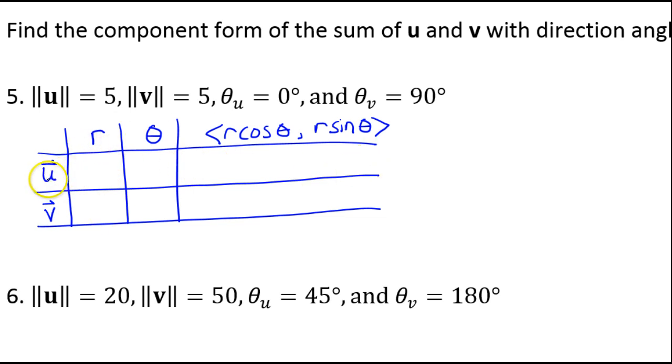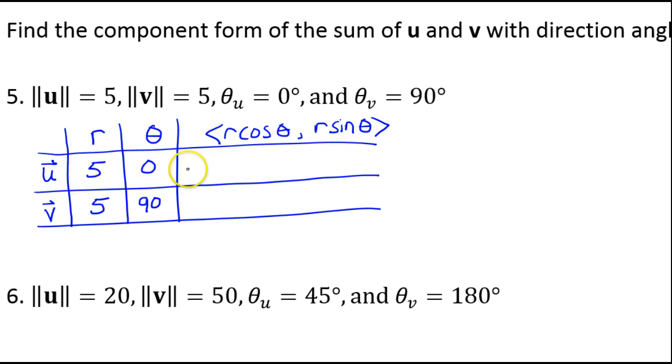First row will be vector u. I'm using r for the magnitude and theta for the direction. So for vector u, it has magnitude of 5 and direction of 0. For vector v, it has magnitude of 5 and direction of 90. So our first step is to convert each of these into component form.